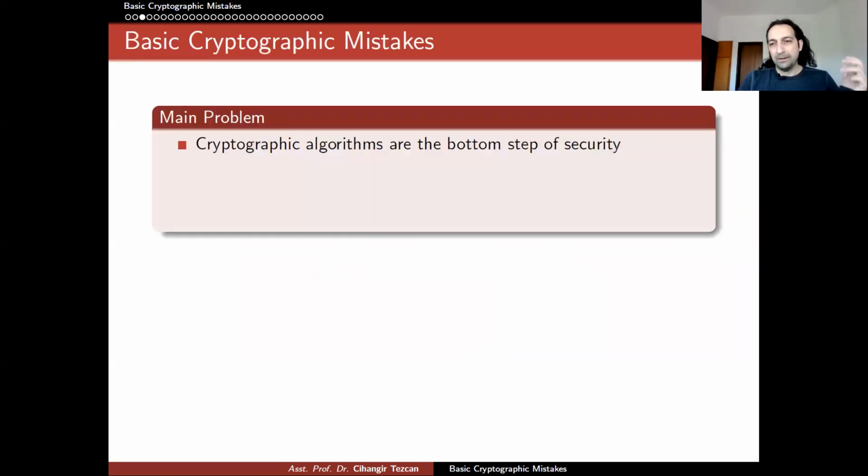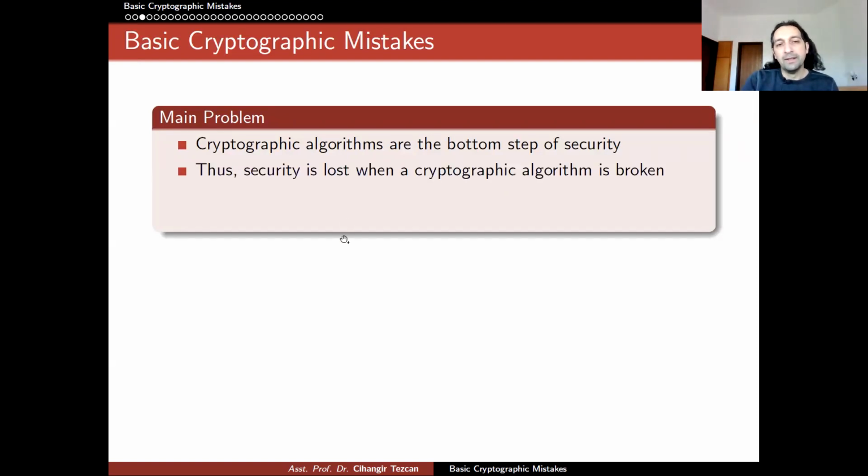Even if this cryptography is really good and it solves a lot of problems, you might ask why we hear about data breaches and hackings and so on. So let me try to explain how it works. The main problem is as follows. Cryptographic algorithms are at the bottom step of security. Think about it as a pyramid, and at the bottom you have cryptographic algorithms. If these algorithms are broken or if they're not secure, then the whole security is lost. It doesn't matter what kind of protocol you are using. If the cryptographic algorithms are bad or broken, then you don't have any security.